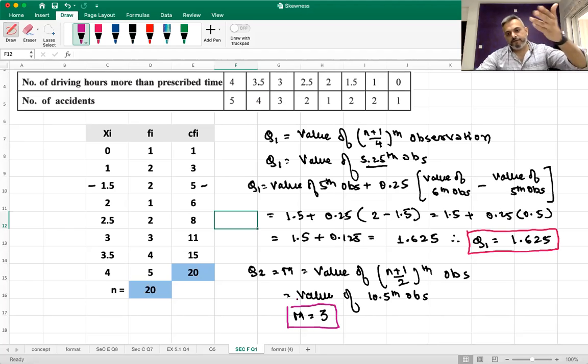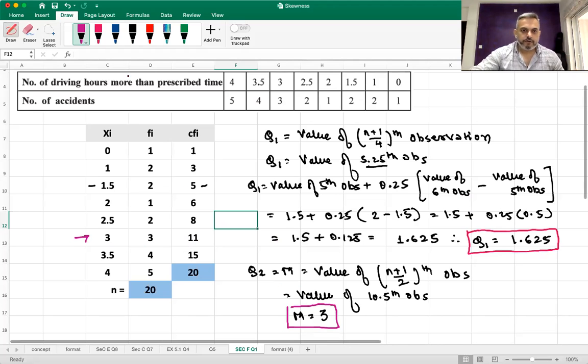Then you will say, sir, previously why we went for this? Because fifth observation is different and sixth is different. If they both were same, it would have become 0. Okay, so here 10th observation is 3 and 11th is also 3. So 11 के अंदर आ गया 10.5. So we directly take it as 3.